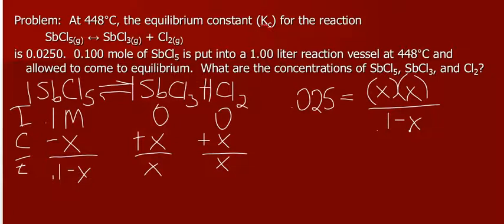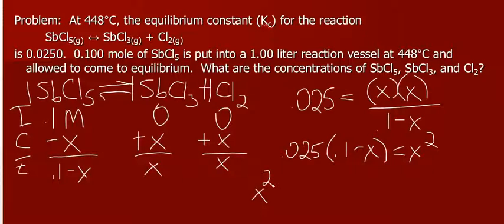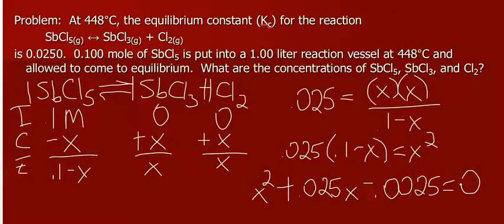And we can simplify this. So we can do 0.025 multiplied by 0.1 minus x equals x squared. And we can simplify this even further. x squared plus 0.025x minus 0.0025 equals 0. And this looks like the quadratic. So we're going to use the quadratic in order to solve for x. So I'm going to move to the next slide.